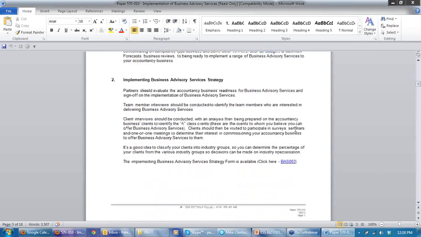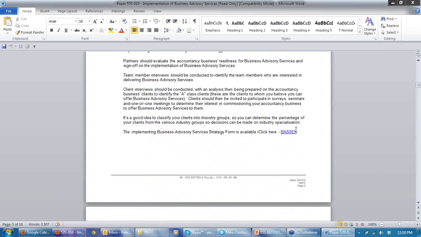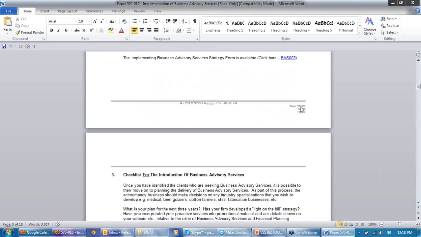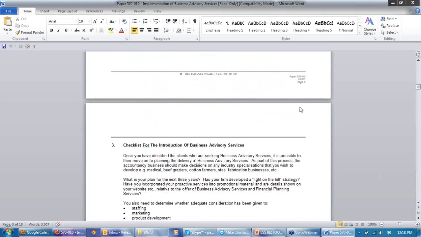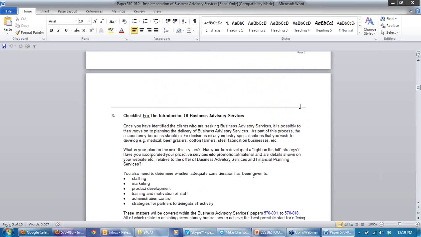We then believe the next group that you need to talk to is your team, and we have selected interview forms contained within the material to talk to team members to get their views on offering a wider range of services than just taxation. We've also included client forms, which we suggest you'd interview all or some of your A-class clients to ascertain their views. Be warned, once you do that, you're going to create some expectation in the minds of some of those clients who will then be looking to see whether you've actually proceeded with the introduction. And then we've got a checklist for the introduction of business advisory services.